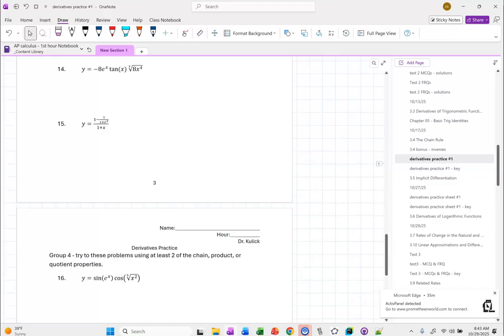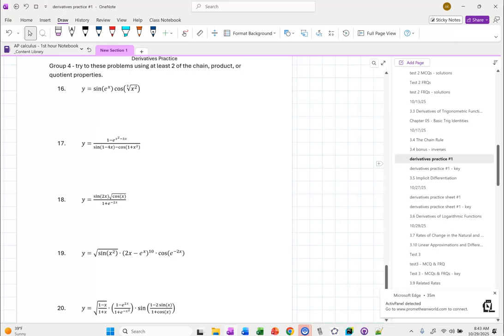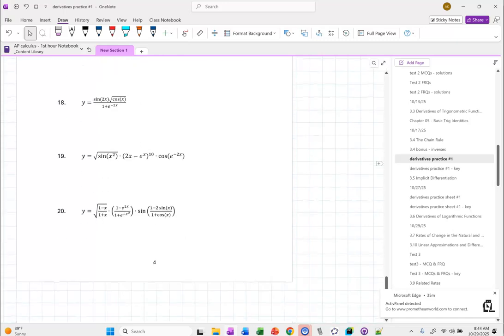Or if your product and quotient is stuck inside of a chain, right? Like this quotient, well, this quotient and this quotient are stuck inside of chains. Logarithmic differentiation is going to help you get rid of those quotient rules. You kind of see what I'm saying in terms of good candidate, bad candidate?